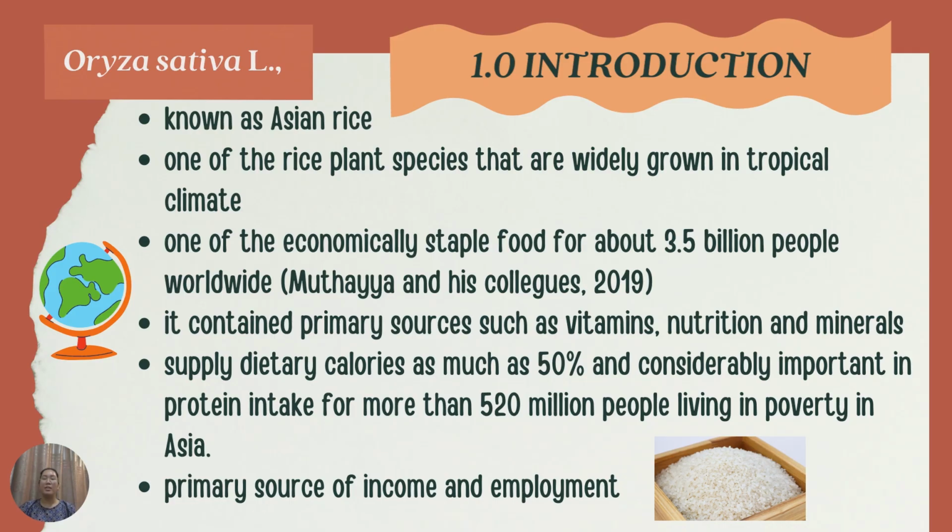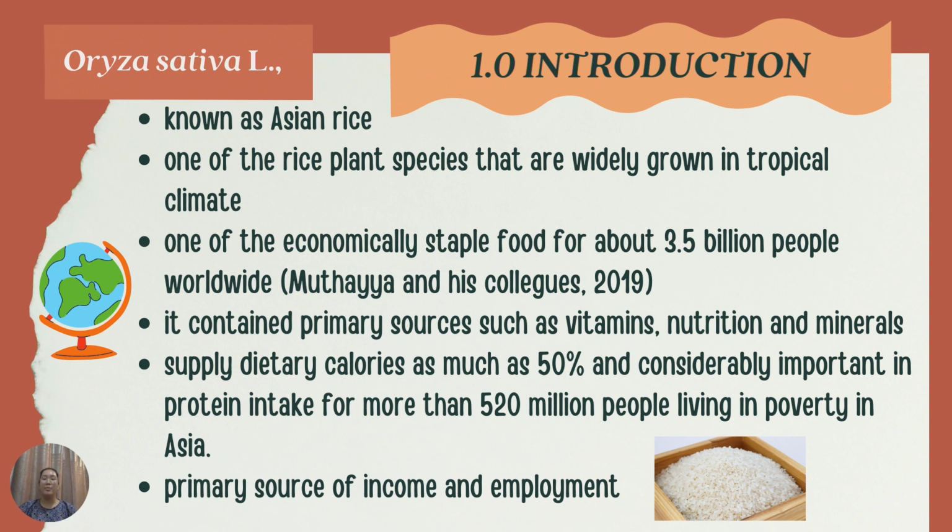Oryza sativa, known as Asian rice, is one of the rice plant species that are widely grown in tropical climates. According to Mutaya and his colleagues in 2019, it is also one of the economical staple foods for about 3.5 million people worldwide, as it contains primary sources such as vitamin, nutrition, and mineral.